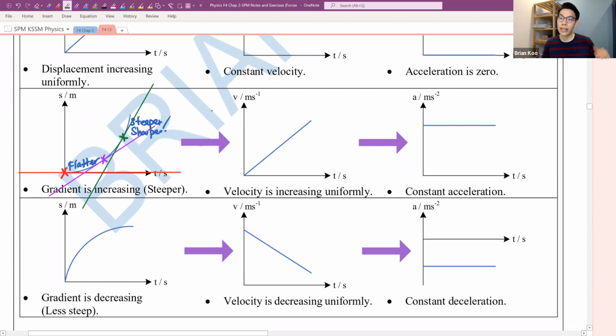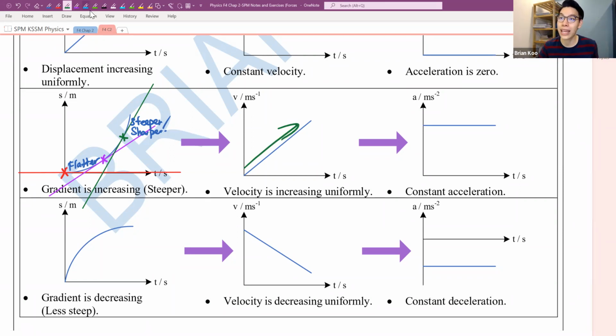So can you see the line from flat becomes steeper? When I say steeper, it means more and more difficult to climb this slope. It becomes steeper and steeper. So as you go up, you're actually getting faster and faster. That's why the velocity is increasing. Remember, if you curve like that from flat going up, the gradient is increasing.